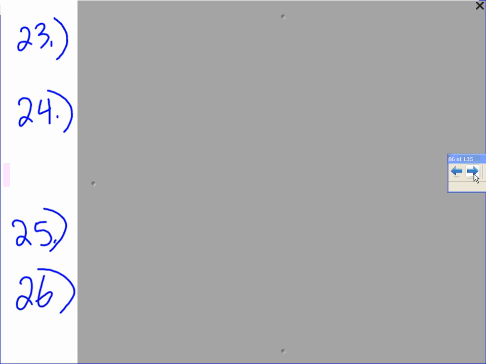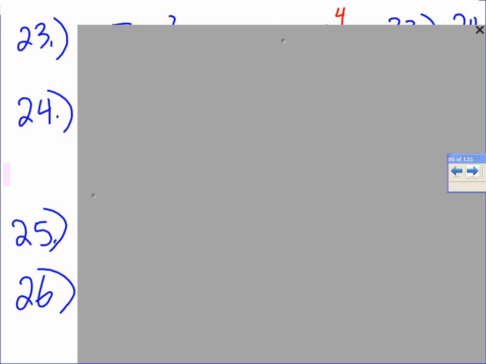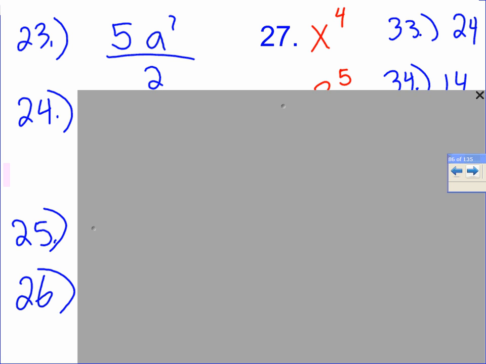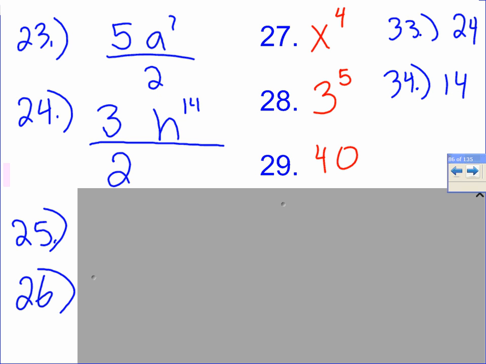Okay, Emma M, 23. Good job. 24, Briar. You need to simplify your fraction. That 42 over 28 can be simplified further. Okay. Sean? Good. 3h to the 14th over 2. Mary?